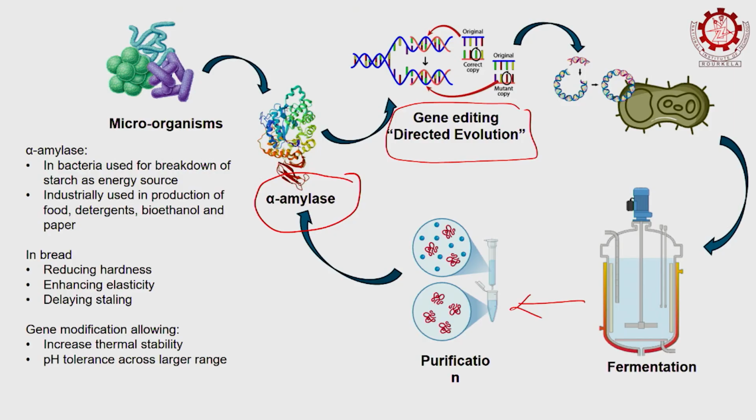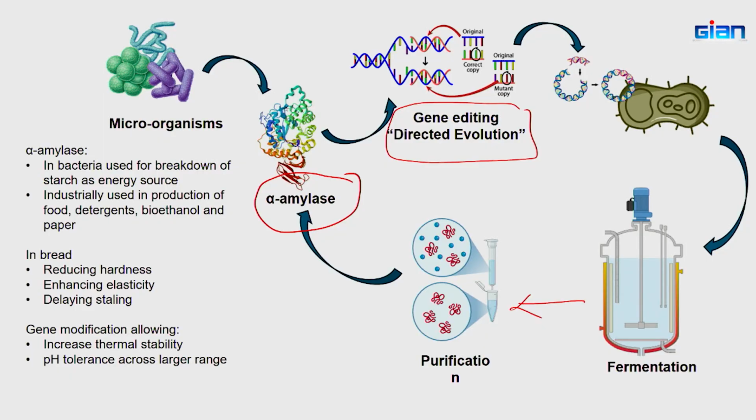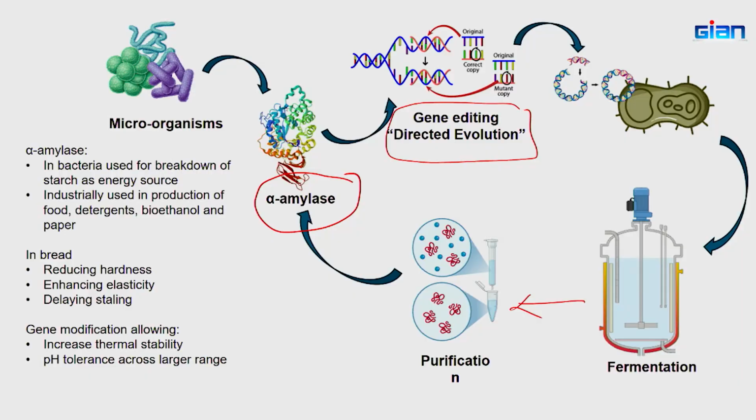Alpha amylase in bacteria is used for breakdown of starch as a source of energy. It is used in the production of food, detergents, bioethanol, and paper. If you remember the example that I gave you, when the cats pee in a specific area you have the urine. Amylase is also used for degradation purposes because it acts as a detergent too, right, for cleaning and removal of the aroma. In bread, it is used for reducing hardness, enhancing elasticity and delaying staling.